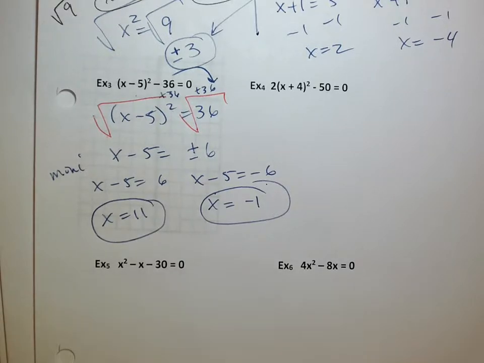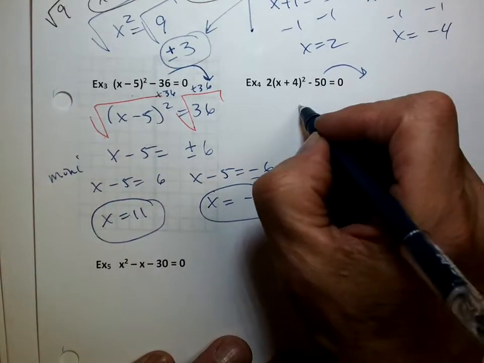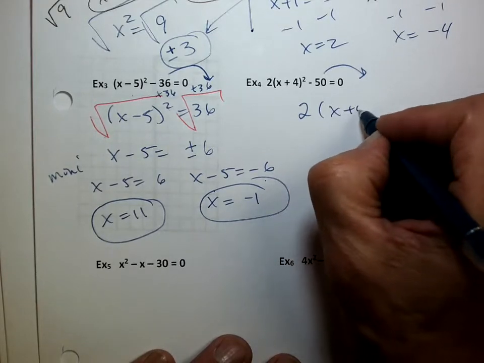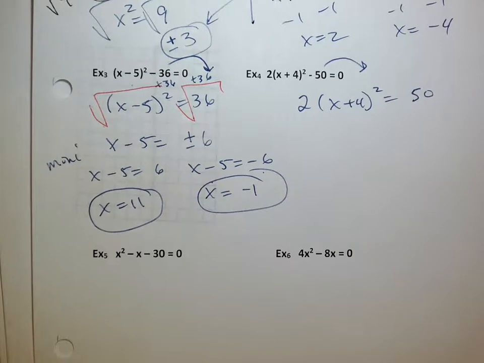Okay, example 4. Same type of problem, exact same type of problem. It's just going to take a couple of extra steps to get there. So I'm going to bring over the 50, and then I'll divide by 2. How do I bring the 50 over? I add it, right? So I'm going to go 2 parentheses x plus 4 squared equals 50. Don't distribute. Don't do that at all, because it's quantity squared, right? But what we can do is just divide out the 2.